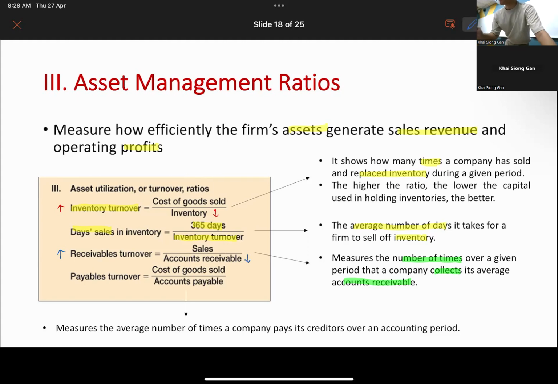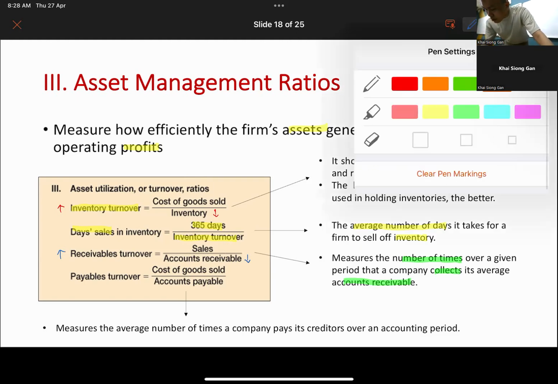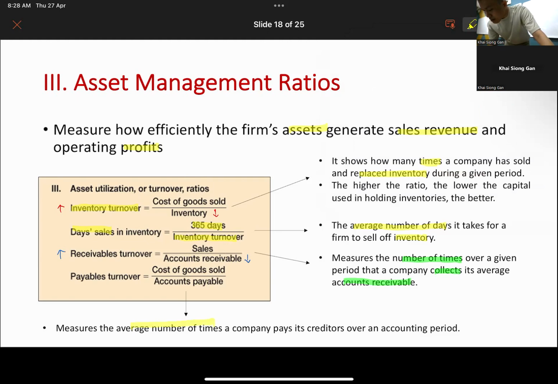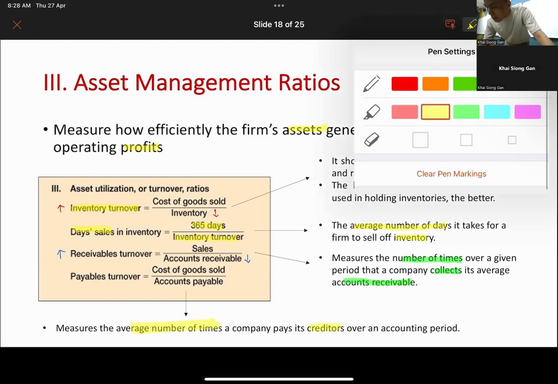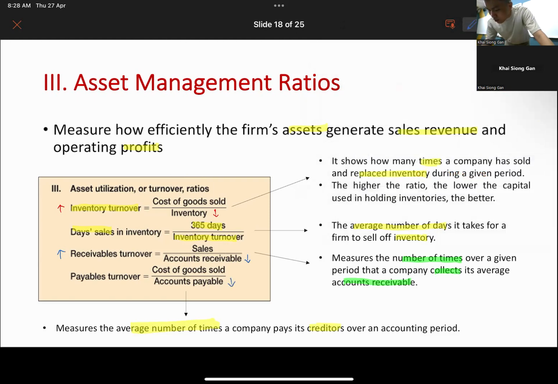Similarly, if I want to look into payables turnover, that means I want to look into how many times in a month, for example, that I pay back my suppliers when I buy goods and services on credit. So here we look into the average number of times a company pays its creditors. Same thing, if I pay my creditors very often, this will fall and this will go up. But again, this is about number of times only, so I want to convert into days.